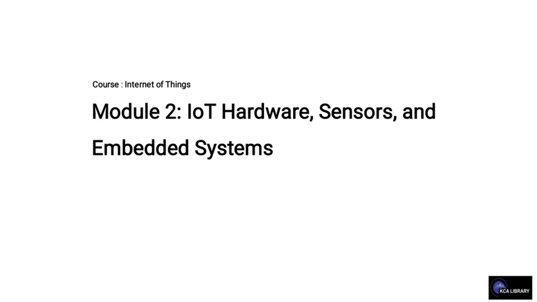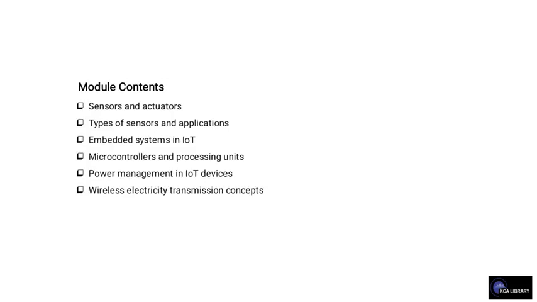In this module we'll be looking at Internet of Things hardware, sensors, and embedded systems. In doing this, we will look at sensors and actuators. We also look at the types of sensors and how they are applied. We'll look at the embedded system in Internet of Things, the microcontroller and processing units. We'll look at power management in Internet of Things devices, and lastly, we'll look at wireless electricity transmission concepts as they pertain to Internet of Things.